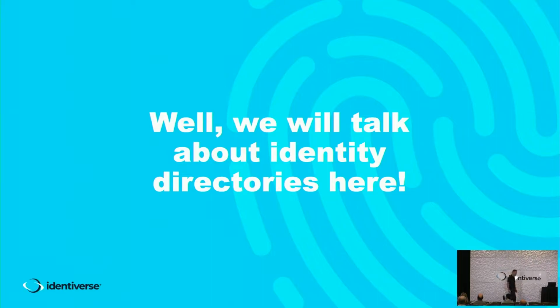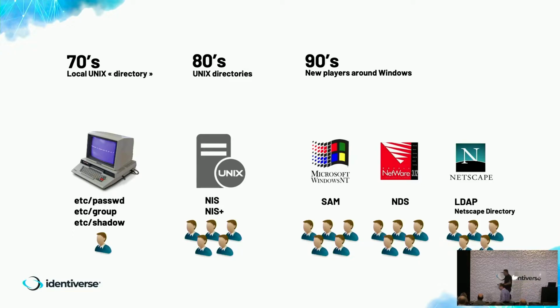So here we will talk about identities and directories. I just want to spend 1 or 2 minutes to be sure everyone is on the same page before jumping into the cloud migration and the AD stuff. Back in the 70s, we were used to using local identities on Unix and Linux systems. Then we got the NIS system, and we were able to centralize Unix identity. Plus, during the 90s, we were using NDS from NetWare.